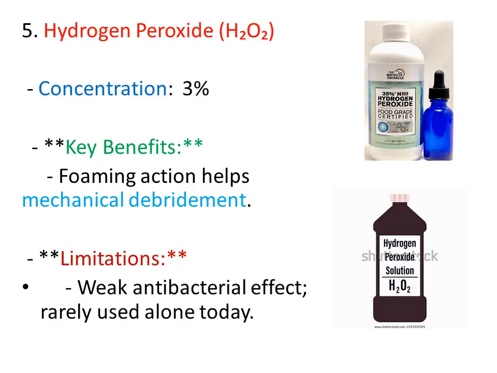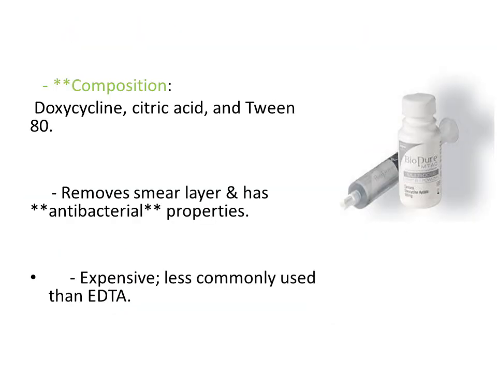And similarly, like other irrigants, it has some limitations, like its weak antibacterial effect. It is rarely used alone today. So along with sodium hypochlorite, hydrogen peroxide can be added as well to get more beneficial effects.